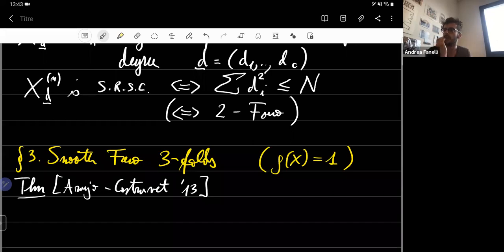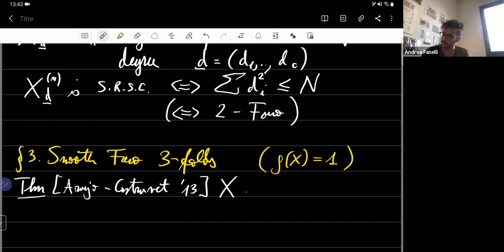And so the question is, what if we look at those ones, and let's test this notion of rationally simple connectedness. Before doing that, you can say, what about this condition of 2-Fano, which is, at least in principle, easier to check because it's just a numerical computation of characters. And this is the theorem by Araujo and Castravet.